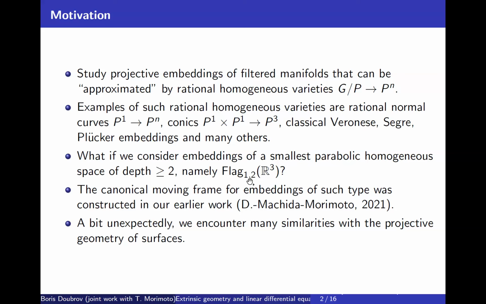Here, the flag variety of subspaces in R3 is a contact manifold, and we'll be embedding three-dimensional contact manifolds into P7 for some reason. So we may think of it as if we try to build a contact analog of projective geometry of surfaces. We'd like our surfaces to become three-dimensional contact manifolds, and of course we cannot embed three-dimensional contact manifolds into P3, so we need to increase the dimension of our projective space, and why P7 we'll see in a second.